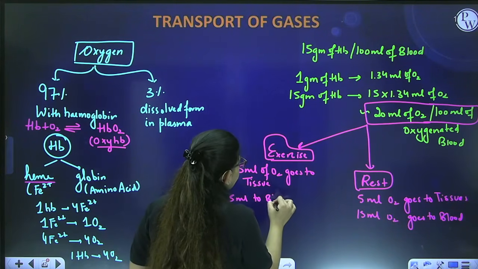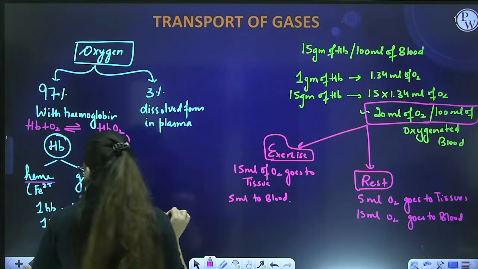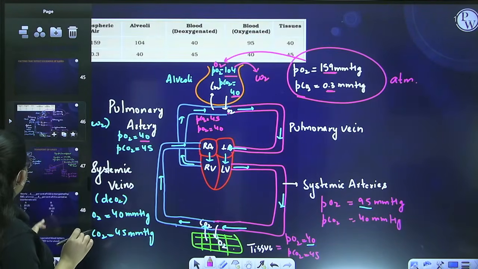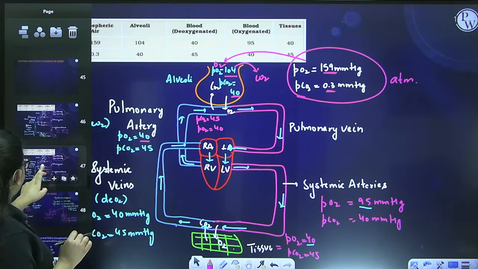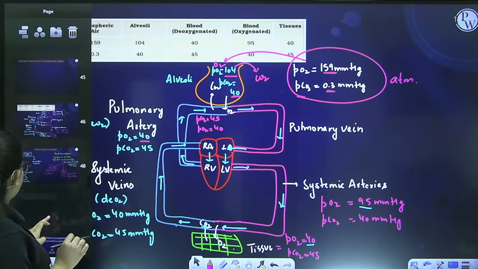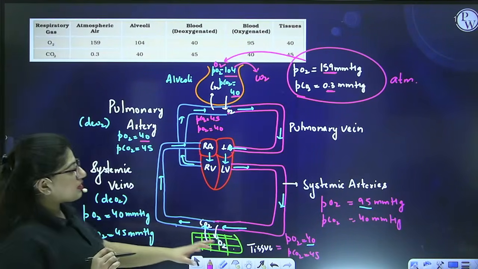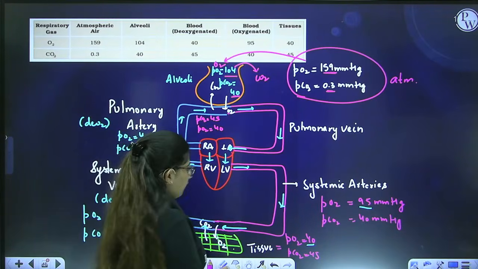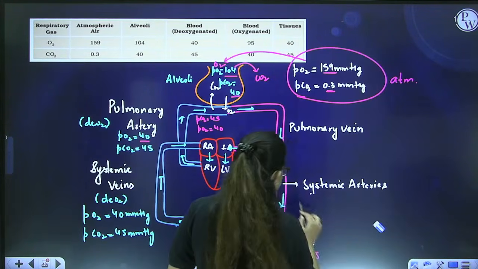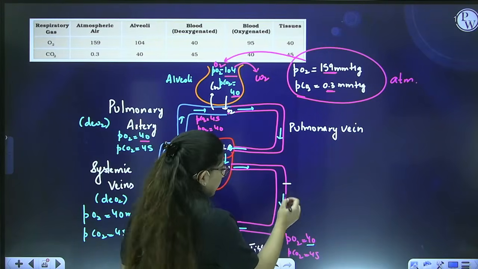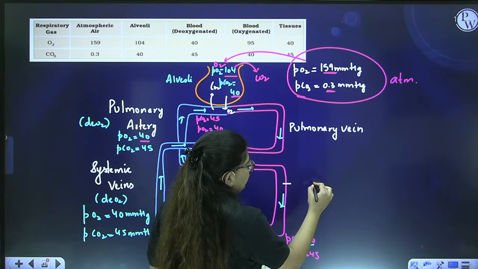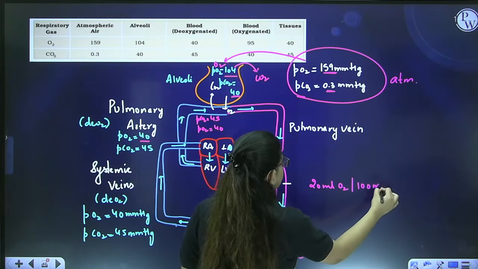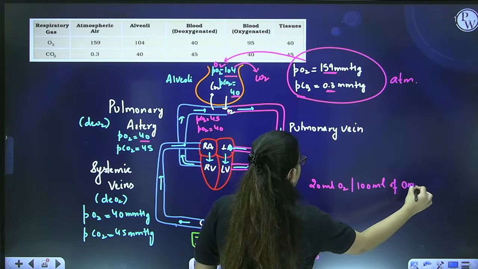If you don't get it, let me give you an idea. Okay, so we made this diagram. In this diagram, I said that systemic arteries carry oxygenated blood. Fine. What if I say that the blood that is coming here is definitely oxygenated blood, and it carries 20 ml oxygen per 100 ml of oxygenated blood. Is this wrong or right?